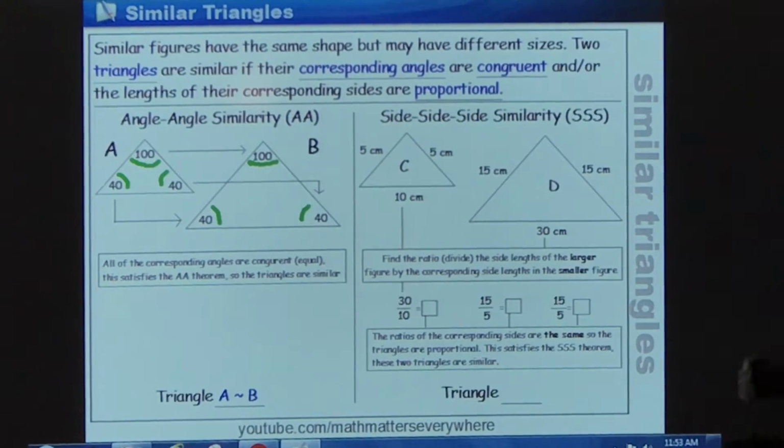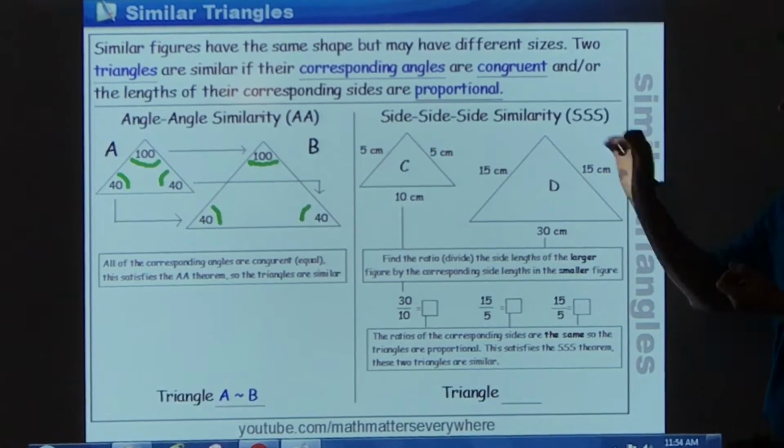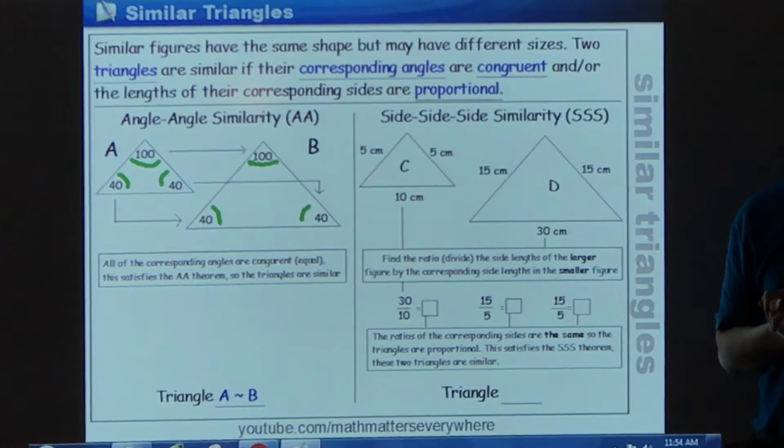The other one that we're going to deal with today is known as side-side-side similarity. Why are there three sides? Because there's three sides to a triangle. That makes pretty nice sense. And it says that the sides must be proportional. If you remember back when we were doing dilations, to find the scale factor, we would take each vertex and what would we do with it? We divide it. We're doing the same thing here.